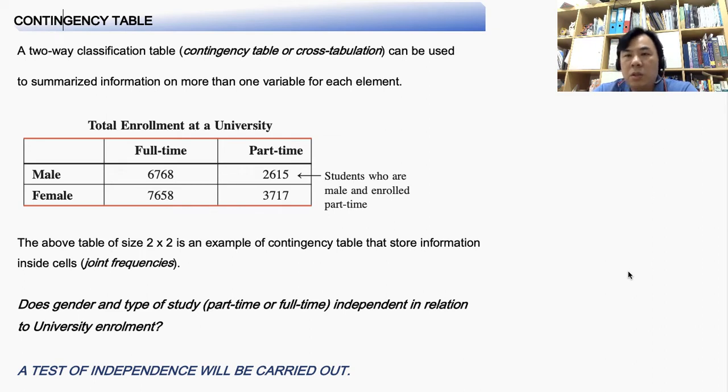Okay, so does gender have something to do with their types of study, or we can say, is the gender independent of their types of study or mode of study, or is the gender dependent on their mode of study or the type of study in this case, right? So the main question is highlighted here. Are the gender and the type of study independent in relation to the university enrollment?